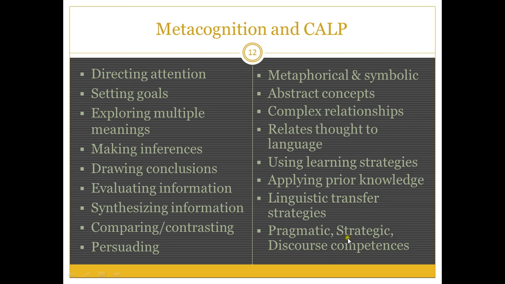Strategic competence refers to negotiation of meaning. That means that a student is able to negotiate meaning when they're lacking in a certain linguistic form or structure, so they can repair a communicative breakdown. And then discourse competence means being familiar with and knowing how to use the different genres and discourses that are specific to a language.